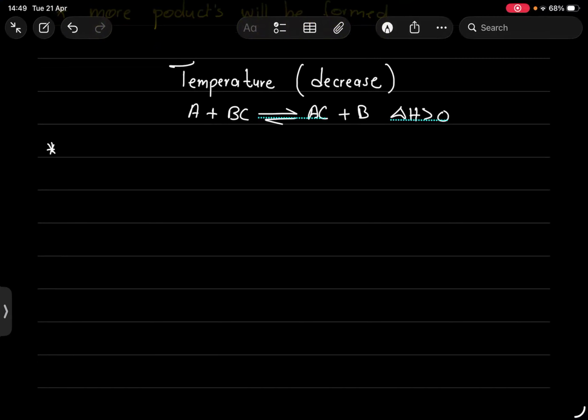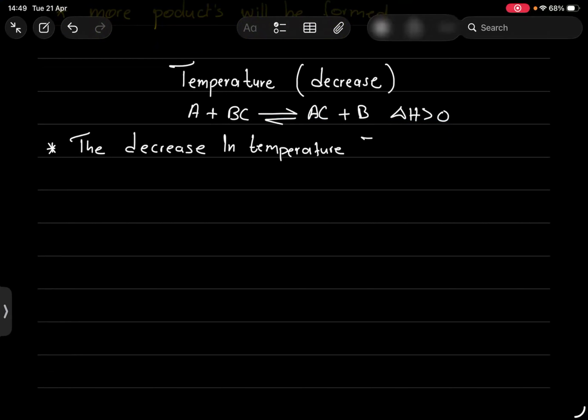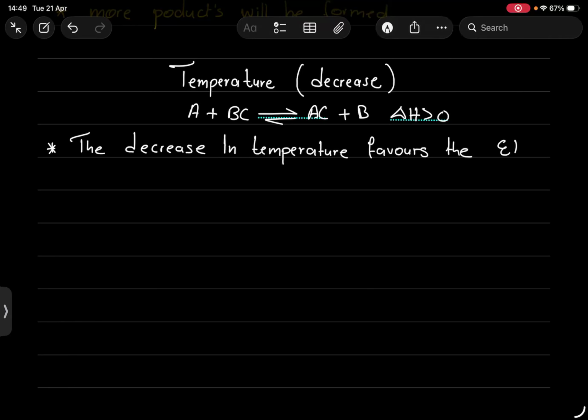So you'll say what? The decrease. Is my spelling of decrease correct, guys? Decrease in temperature favors the what? The exothermic. So isn't the enthalpy less than 0?